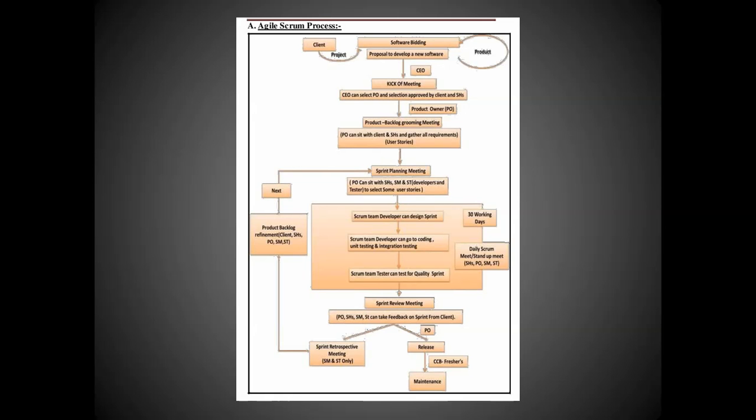It can be a 30-day sprint or a 15-day sprint, based on the project itself. In this process we also have daily Scrum meets, stand-up meetings with the stakeholders, the POs, the Scrum Master and the Scrum team itself. This is the overall Agile flow.